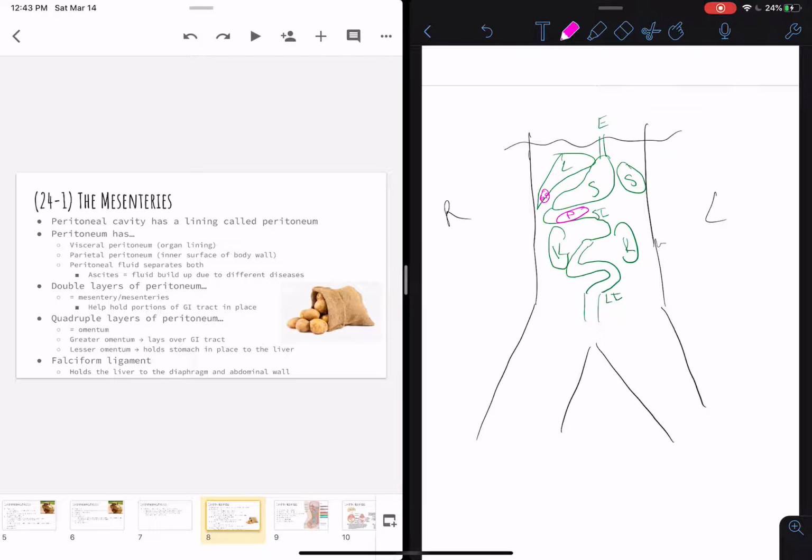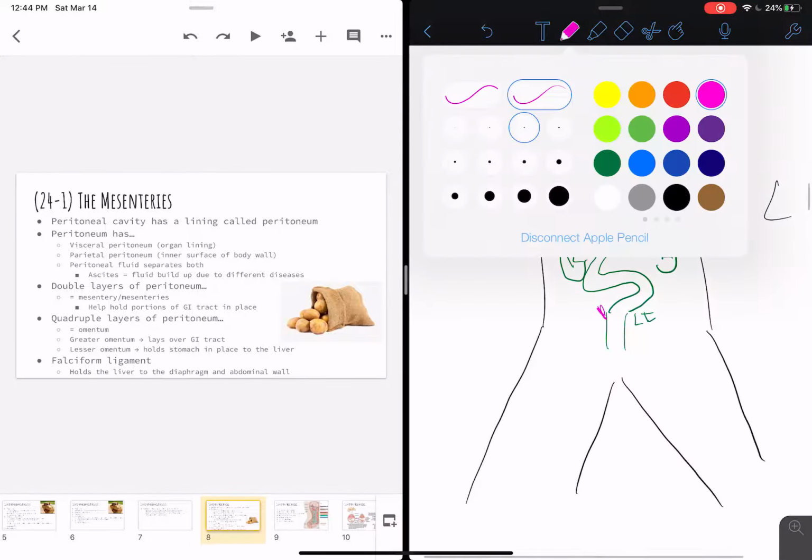Why do I feel like I'm missing one? Oh, we have the appendix that's hanging out over here somewhere. I don't think I'm missing anything. It feels like I'm missing some. Oh, well, the adrenal glands are out over here. Okay. Anyway, so remember that this is what we're dealing with in the abdomen.